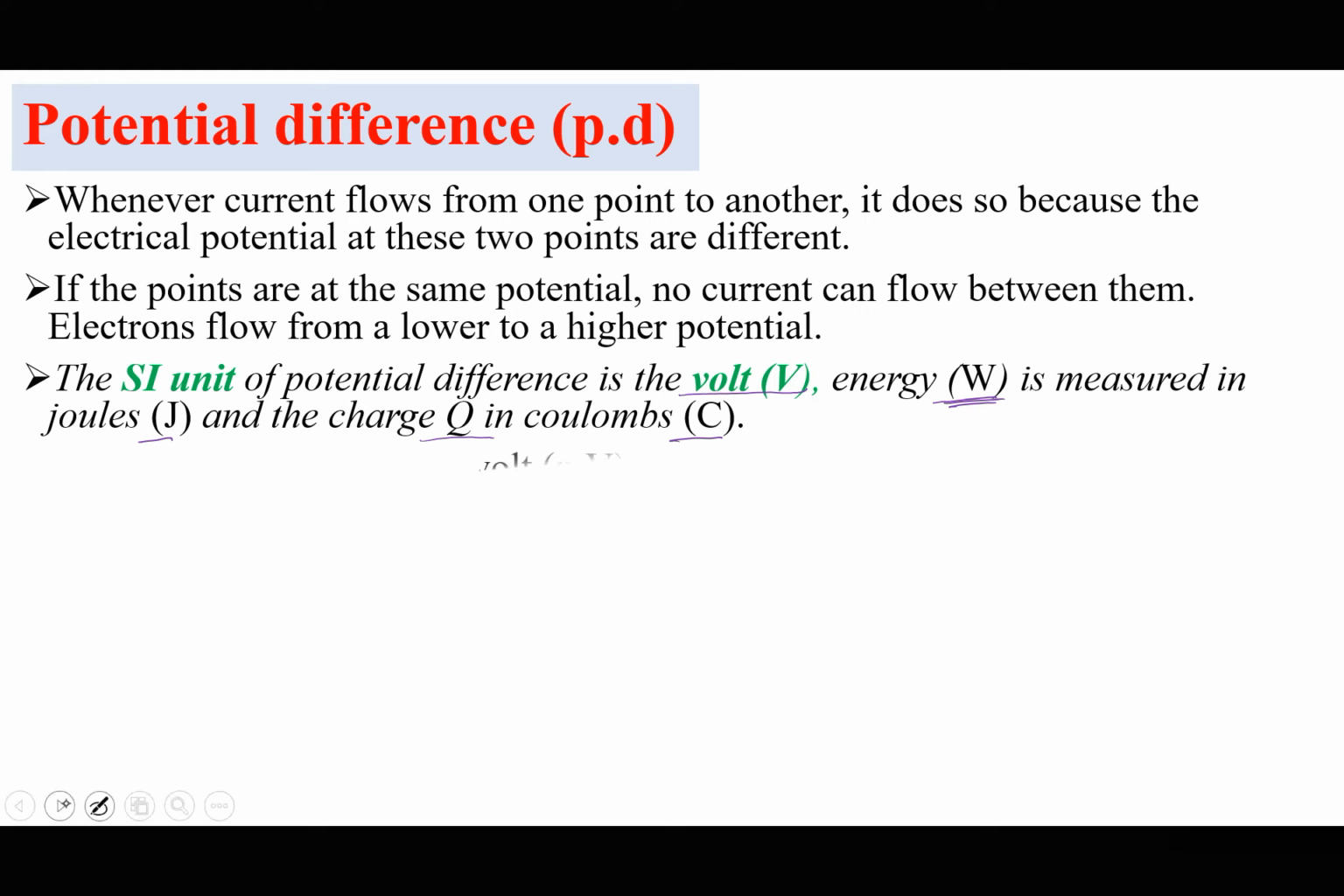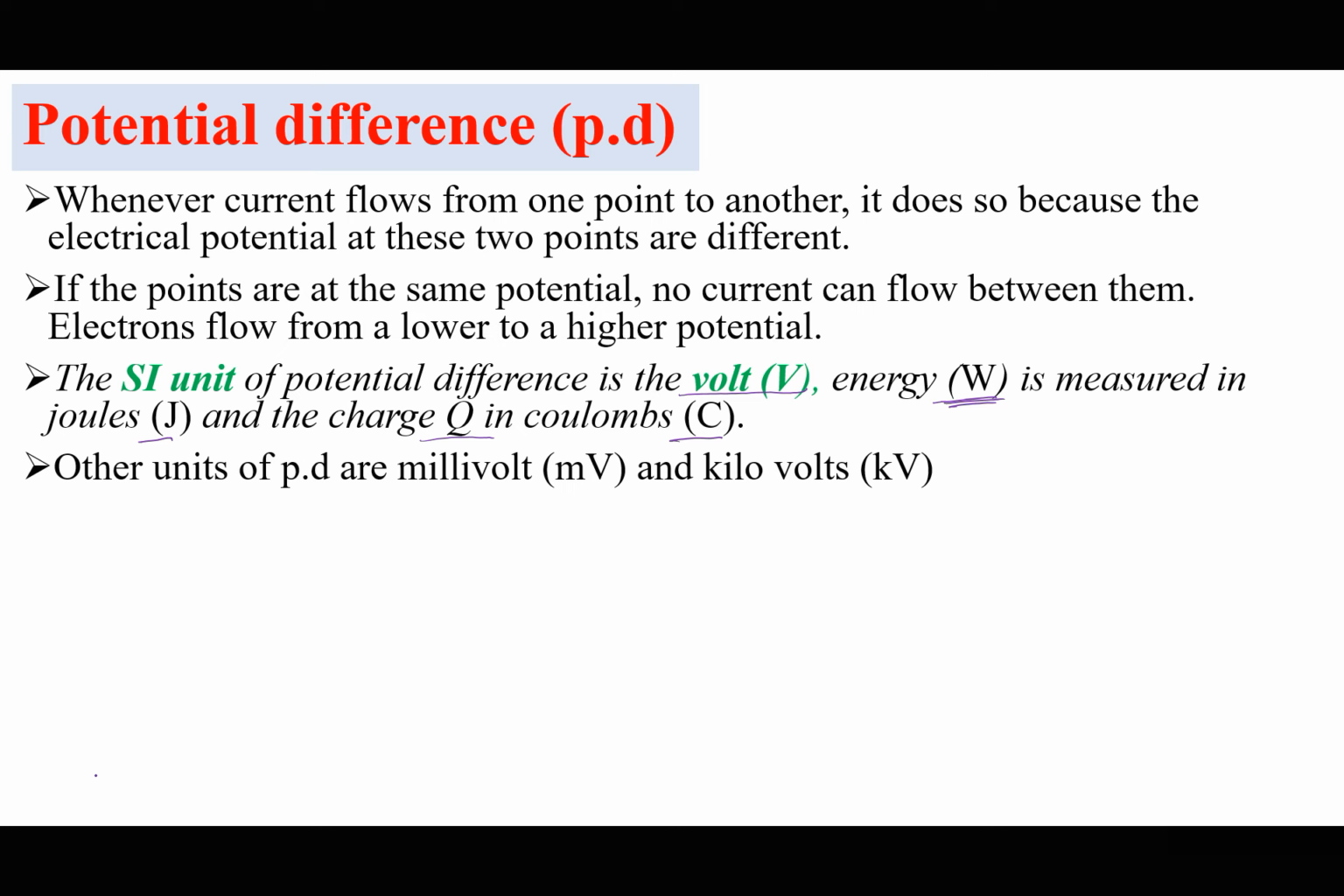We shall be able to define the SI unit of the volt from this definition of PD. However, before we define the unit, there are other units of potential difference. If the voltage is very small, we can use millivolts. If the voltage is very big, we may talk about kilovolts. We know what milli stands for: milli stands for 10 to the power of minus 3, and kilo stands for 10 to the power of 3.